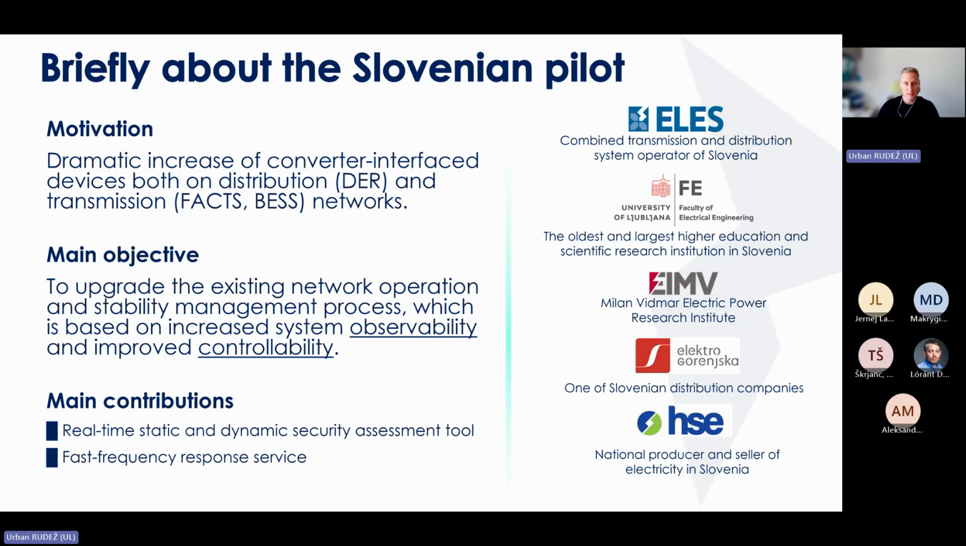And the main motivation behind the Slovenian pilot was that we're currently in the process of a dramatic increase of converter interface generation in Slovenia. And this goes both for the distribution and the transmission network. So the main objective was to tackle the issues which arise from this and to upgrade the stability management process which is under operation in Slovenia. So here we basically tackle 2 different aspects. The first one, we plan to increase the system observability, and the second one, improve the controllability of the system.